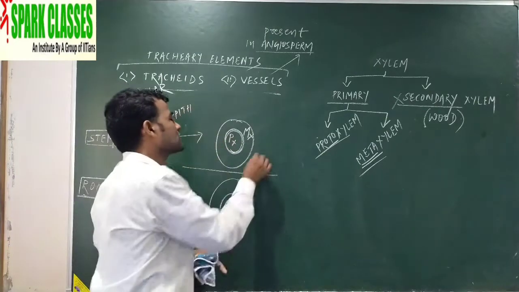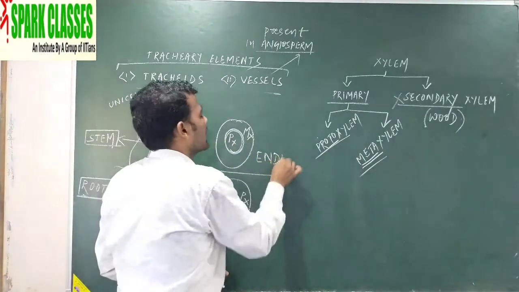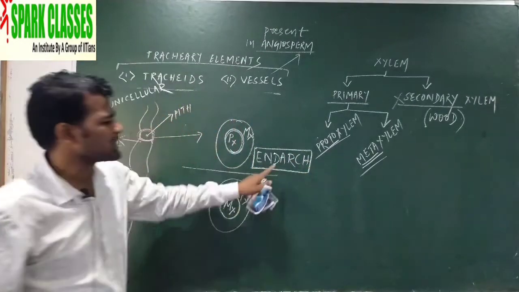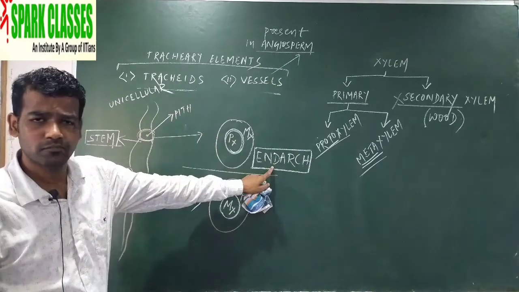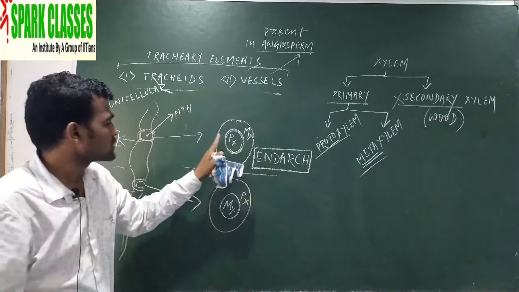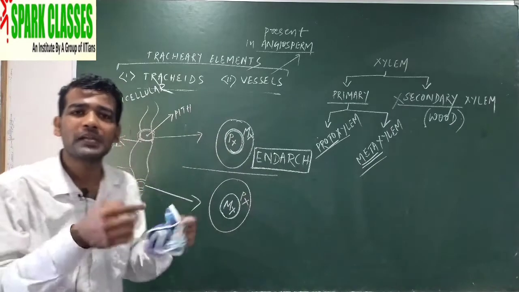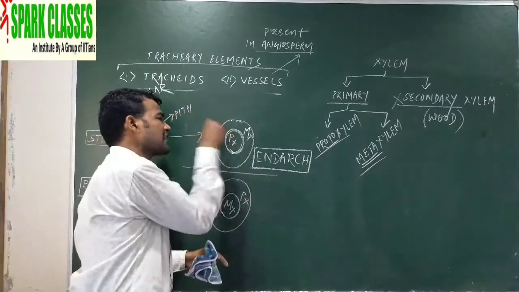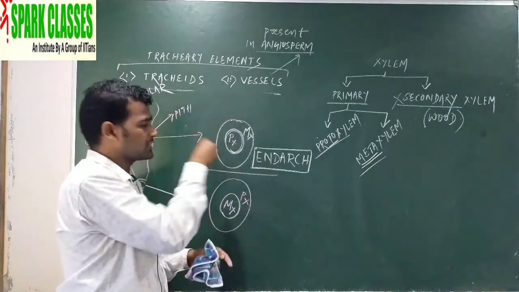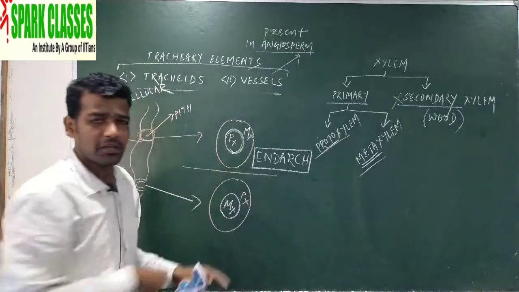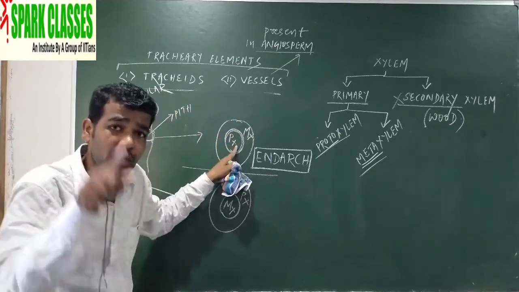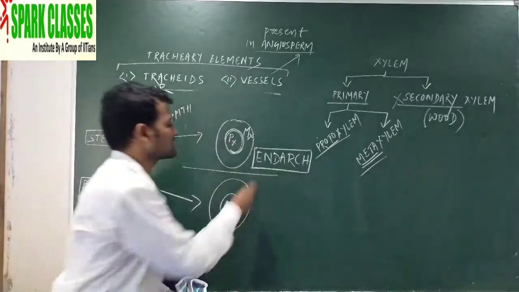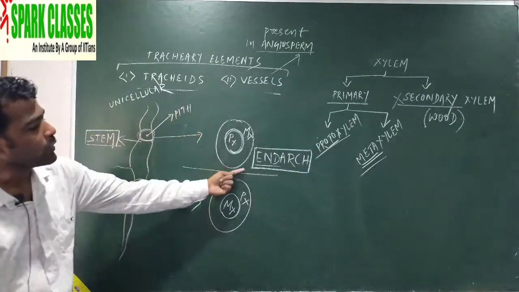So that's why this condition is called endarch condition. Very important, you have to remember. Maximum times this question has already been asked. What is endarch? Two types of questions can come. First, in case of stem, protoxylem is present towards which part? Pith. As protoxylem is present towards pith, the center, it is present inside the metaxylem. Metaxylem is outside, but protoxylem is inside. Proto means first. With respect to the first, we are writing the definition. It is called endarch.